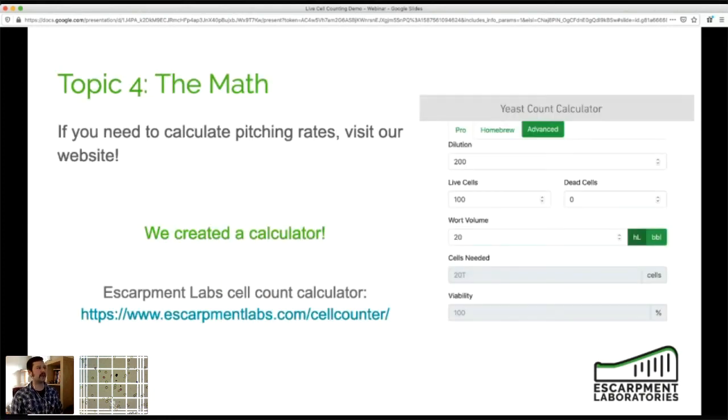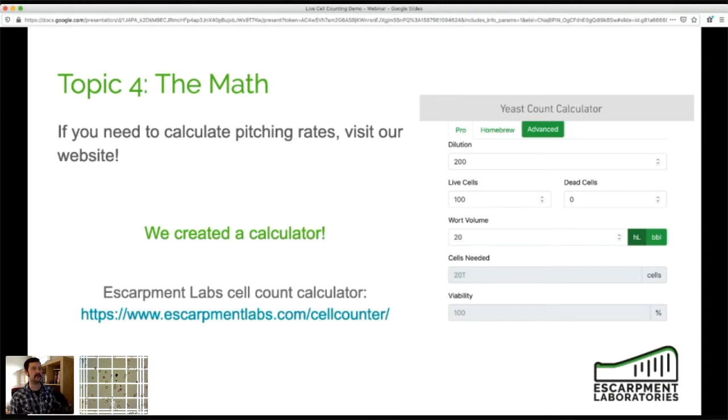So the math, no one wants to do the math, and the math sucks, and we get that. If you need to calculate pitching rates, you can go to our website. We built out a really simple pitching rate calculator. You just go to escarpmentlabs.com/cell-counter. We have a pro and homebrew version. The only difference is the units that they work with and the number of cells that it displays to you. It's the same math under the hood, except the scale has been adjusted.